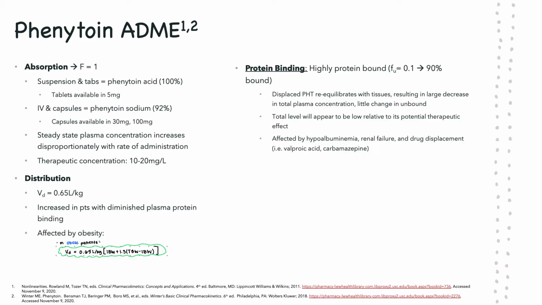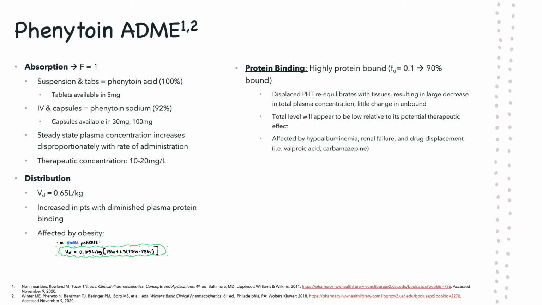It's also distributed. Its distribution is increased in patients with diminished plasma protein binding and is also affected by obesity. Phenytoin is highly protein bound, and displaced phenytoin re-equilibrates with tissues, resulting in a large decrease in total plasma concentration, and total levels will appear to be lower relative to its potential therapeutic effect. Protein binding is also affected by hypoalbuminemia, where the patient has low serum albumin, and renal failure, where the free fraction increases to 0.2 to 0.3 due to the decrease in serum albumin, resulting in changes in binding affinity.